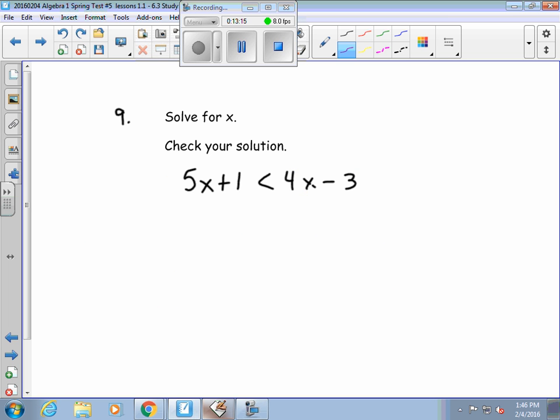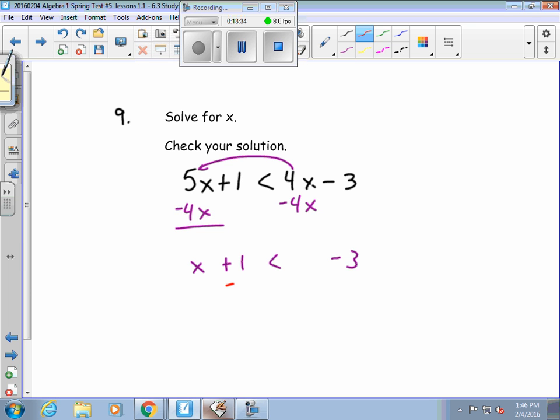Number 9 says solve for x, check your solution. Again, variables are now on both sides. We want to bring our variables to the left side, so move 4x over by subtracting it. If you subtract 4x here, you have to do the same on the other side. That leaves you with 1x there plus 1. All we did was subtract, so you don't need to reverse the inequality symbol.